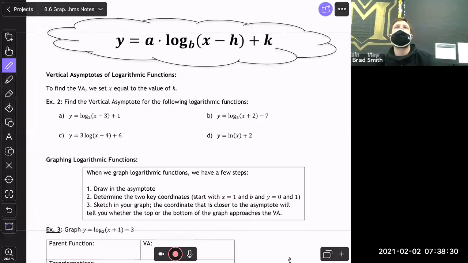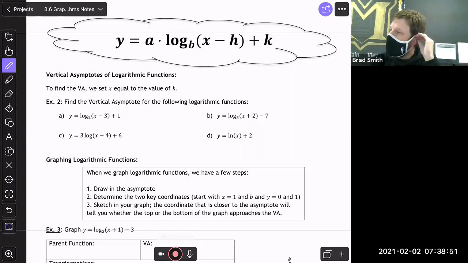So I still got my general function: y is equal to a times the log base b of x minus h, plus k. Same thing, h is going to shift it left and right. k is still going to shift it up and down. a is still going to stretch it and reflect it, okay? Now I just have my log base b is going to be my basic.